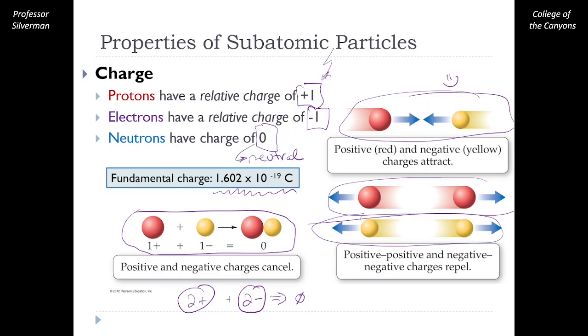We can introduce a formula here if you want to calculate the total charge. We can add up all of our individual charges. All of your positive charges increase the charge. All of your negative charges decrease the charge. This is exactly the math we were doing over here. 2 plus combined with 2 minus adds up to 0.